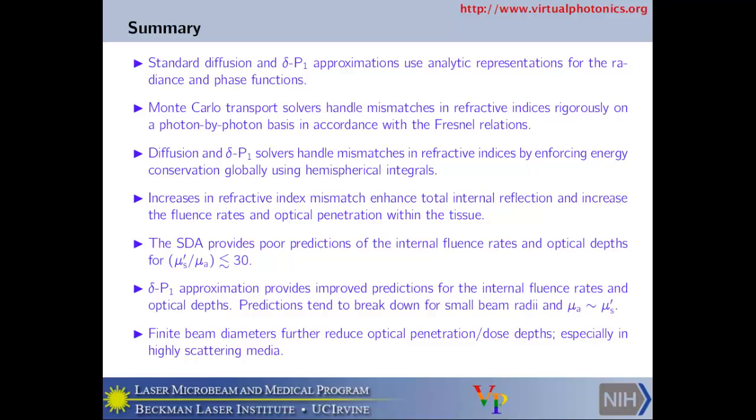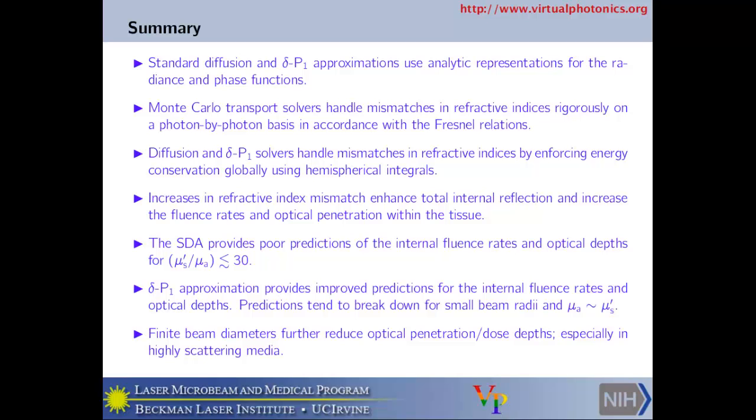The standard diffusion approximation provides, I would say, poor predictions for the internal fluence rate and optical depths for ratios of scattering, reduced scattering to absorption of 30 or less. Delta P1 provides dramatically improved predictions for these fluence rates and optical depths with almost no additional overhead in computation.